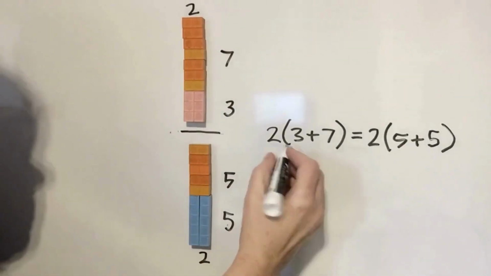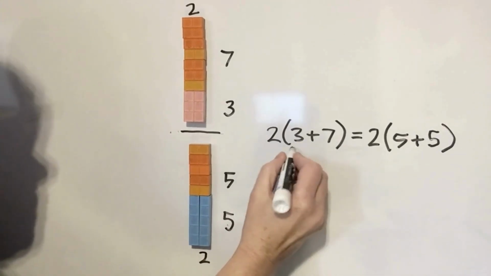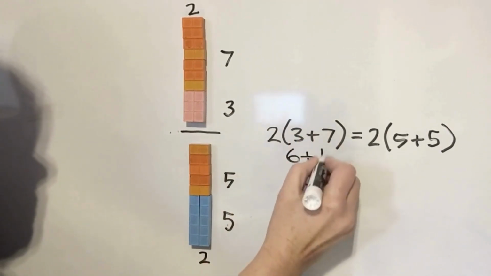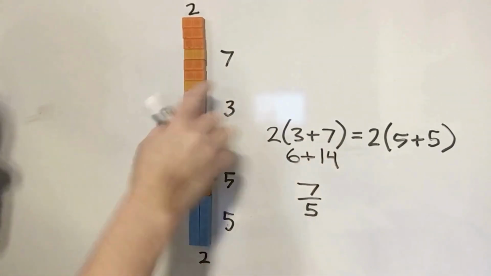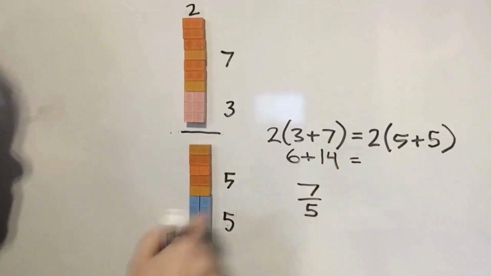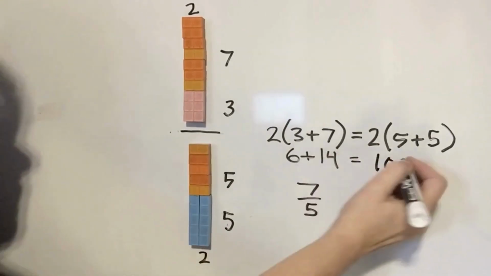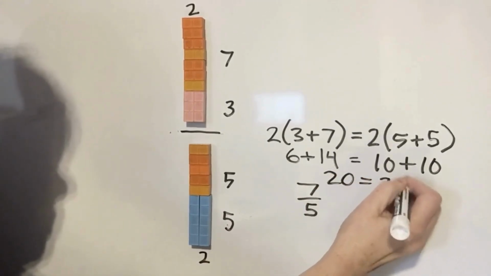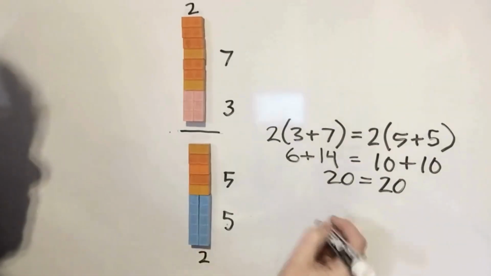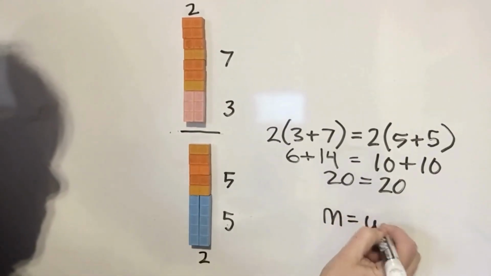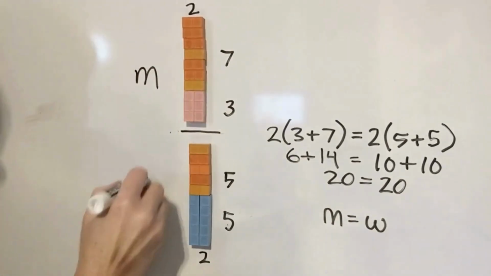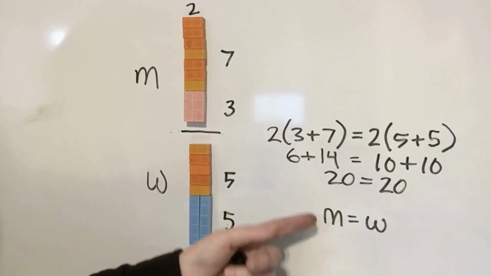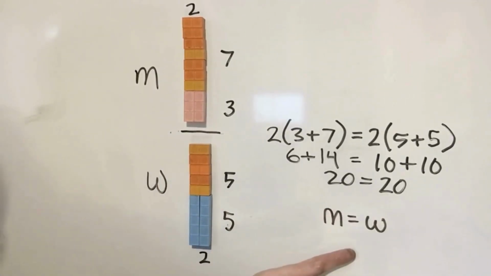So it's 2 times 3, which is 6, plus 2 times 7, which is 14. You see the 14 in there, equals 2 times 5, which is 10, plus 2 times 5, which is 10, which is 20 equals 20. And keep in mind, remember, we were looking for M equals weavings, and the top is M, bottom is weavings. So you had 20 masks and 20 weavings.